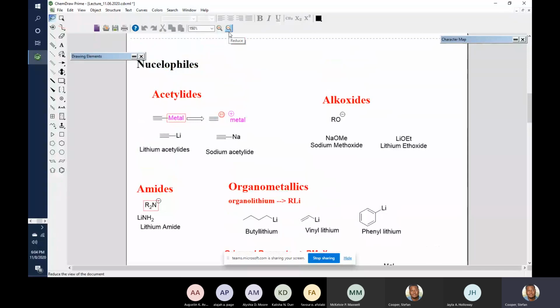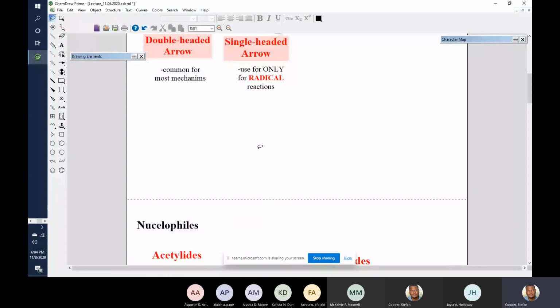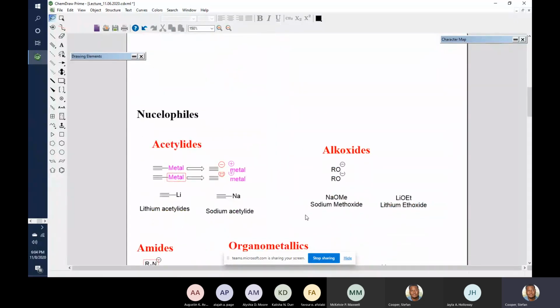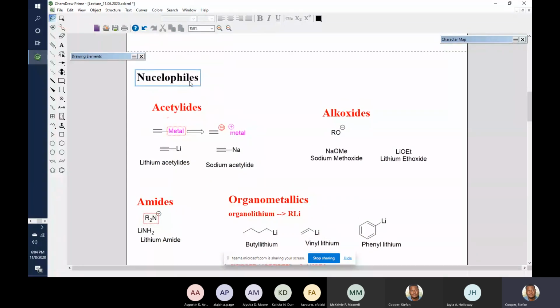Okay, what I wanted to start with, and because this broke down, I'm not going to try to do too much because I don't want to waste time. But I'll try my best to release this to you guys in a PowerPoint. You can look over this later. It's to get a feel for nucleophiles, right?